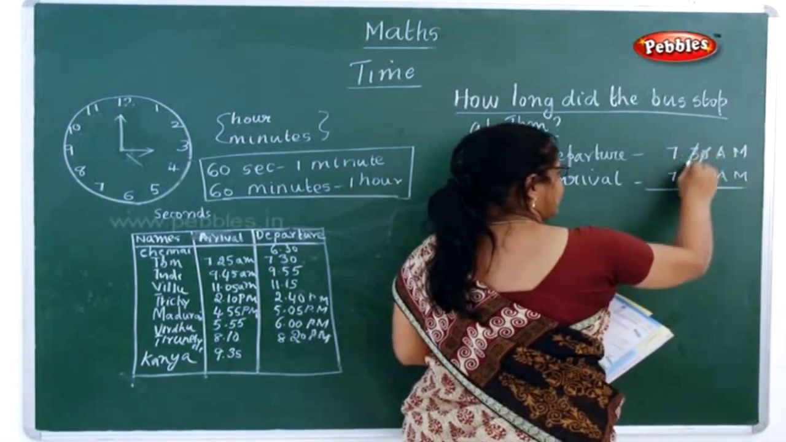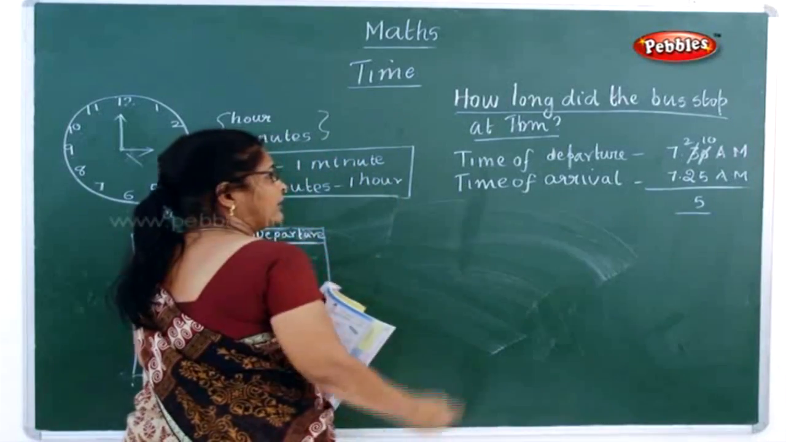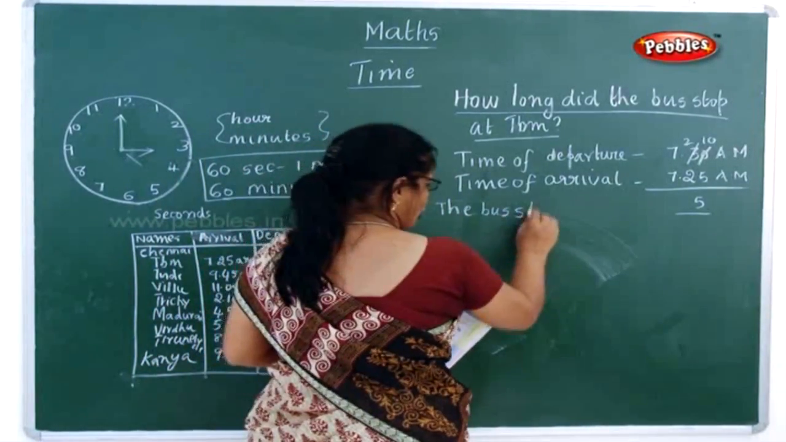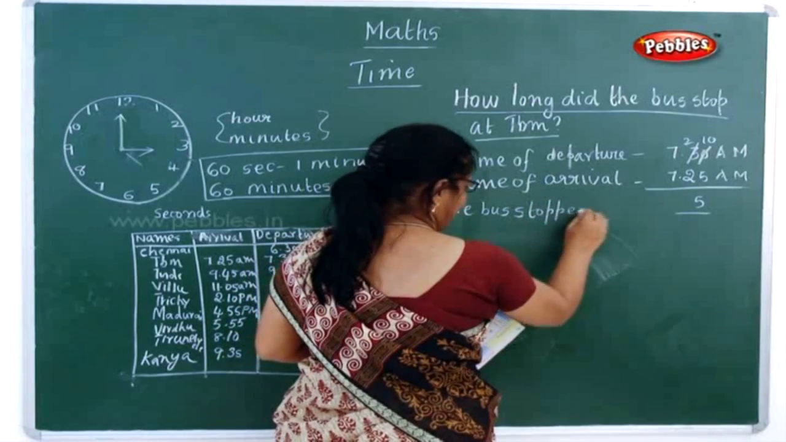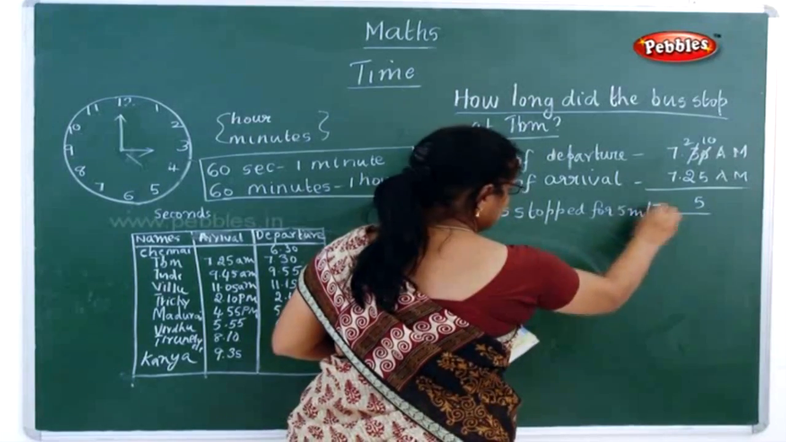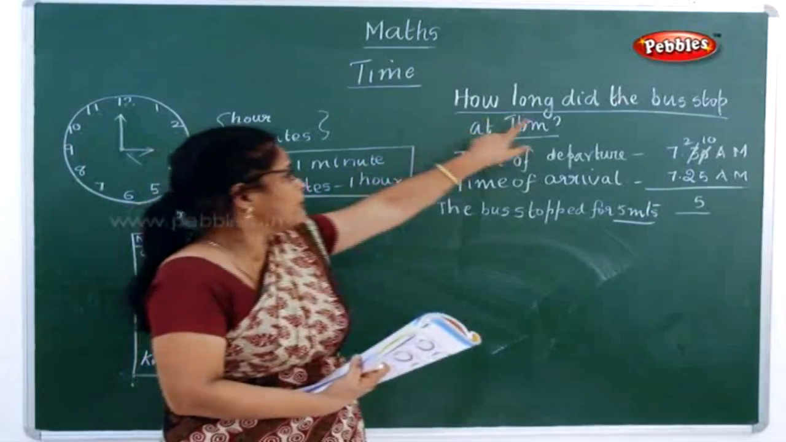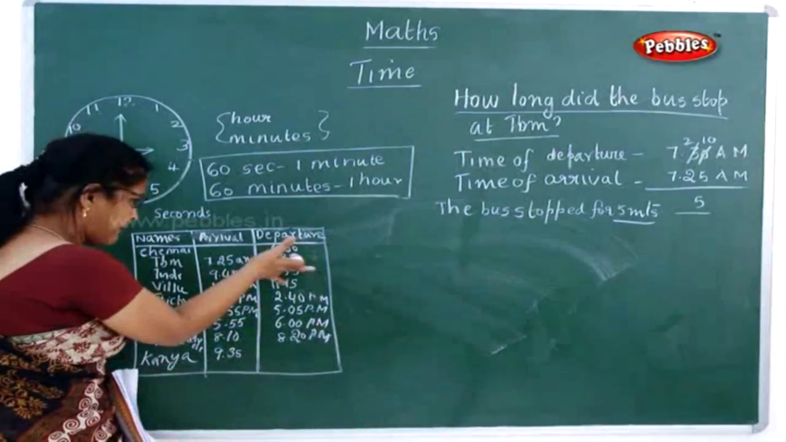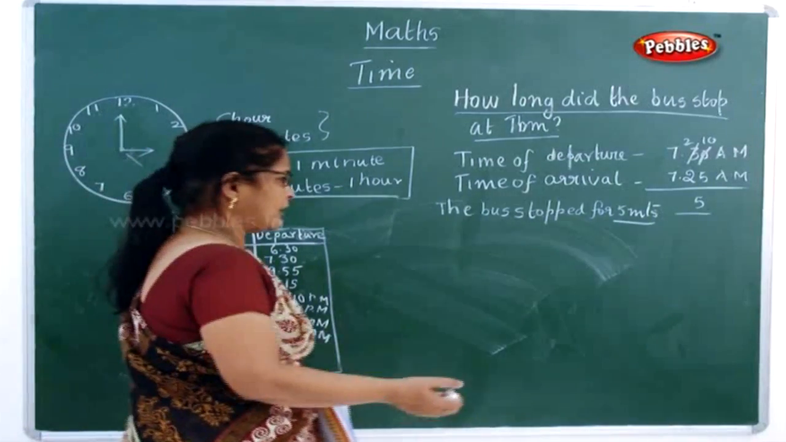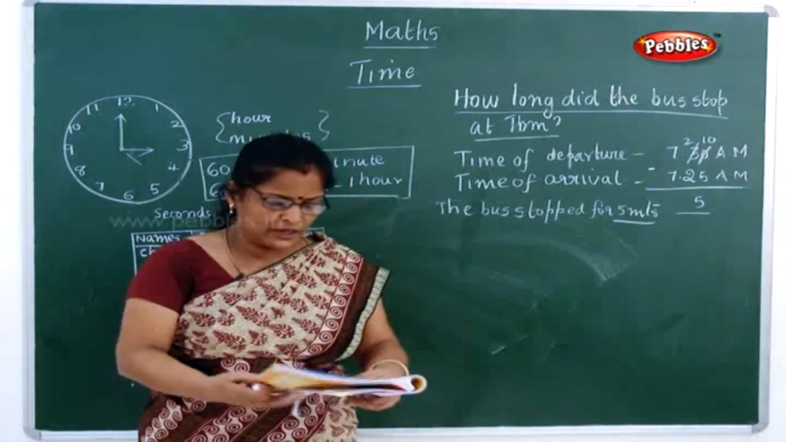So, this is 10 and this will become 2. So, now 5. Now what is the answer you will write? The bus stopped for 5 minutes. That's all. 5 minutes only it stopped. Is it clear now? Are you able to understand? So, how long did the bus stop? You have to take this departure time minus this arrival time. So, automatically you will understand. When you minus, it is 5 minutes.